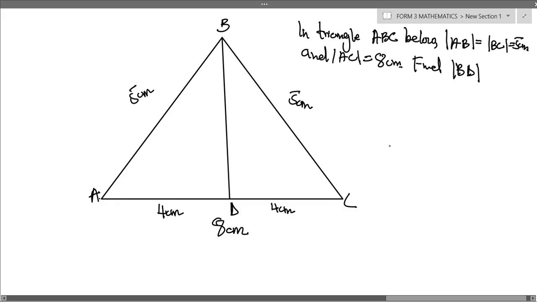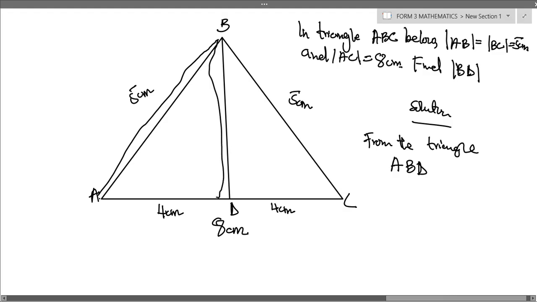So how do you solve this? So solution. So using the Pythagoras theorem, so we can use say from the angle what? From the triangle ABD. And I know when I talk about ABD, this is ABD. This is ABD. This is the ABD triangle I'm trying to talk about. The ABD triangle. So from triangle ABD, AB squared is equal to what?